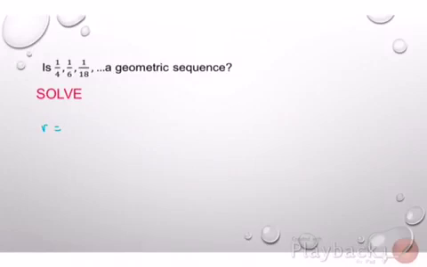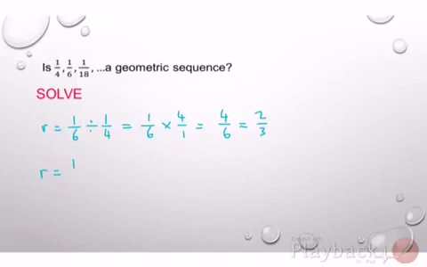So my ratio is equal to 1/6 divided by 1/4, which then becomes, keep change flip again for your fractions, times 4 over 1, which is equal to 4 over 6, which is equal to 2 over 3. If I try the next one, term 3 divided by term 2, so again it's your term divided by your previous term, so it's 1 over 18 divided by 1/6, which is equal to, keep change flip, 1 over 18 times 6 over 1, and I get 6 over 18, which is equal to 1/3.